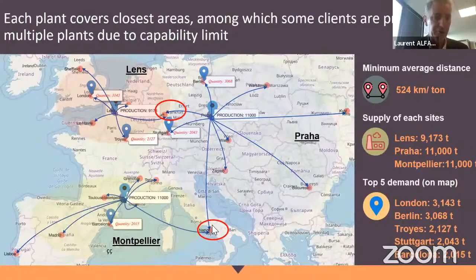Of course, Napoli is a bit far away from everywhere. So I guess the quality of service for Napoli will not be that good. Whereas from Le Havre, which is close to Lens, or London, it will be much better. So of course, you have a dispersion, you have the variance. But in the objective function, I put the average. If you want to control the variance, you can.